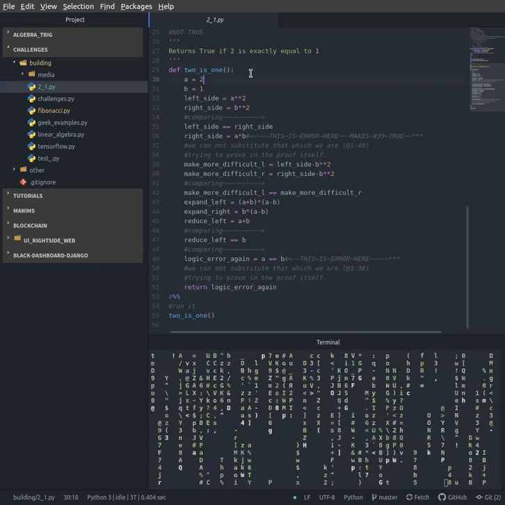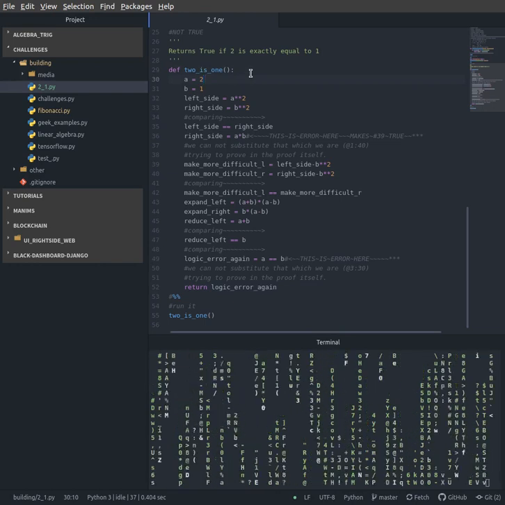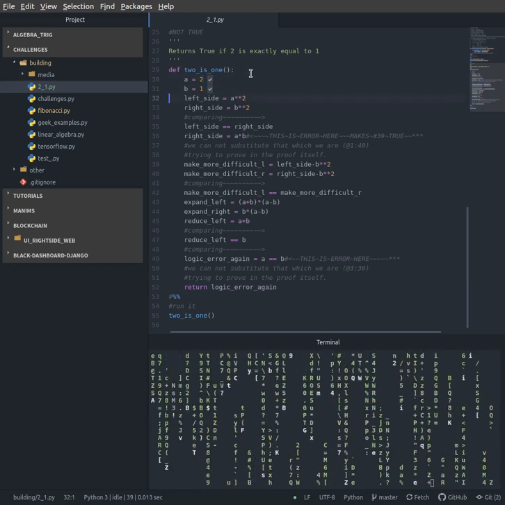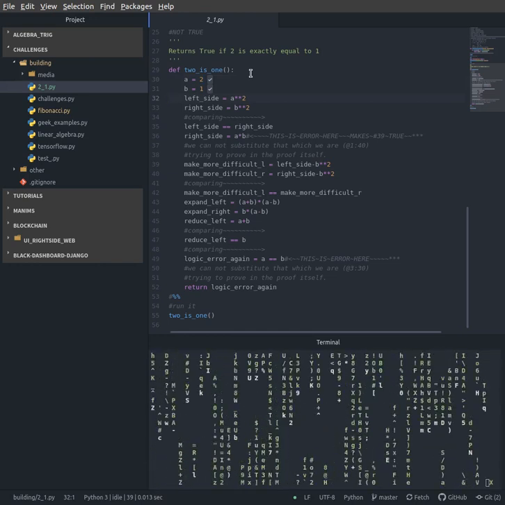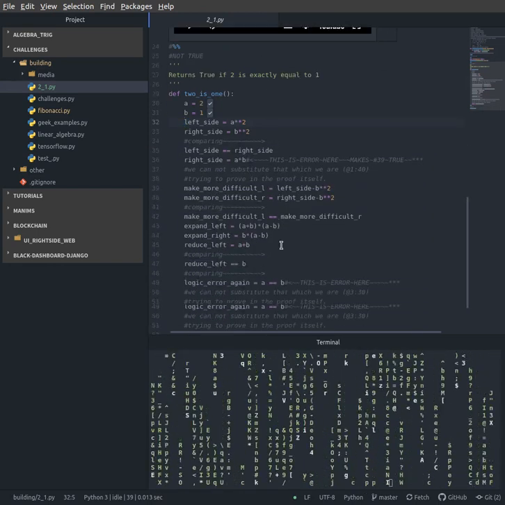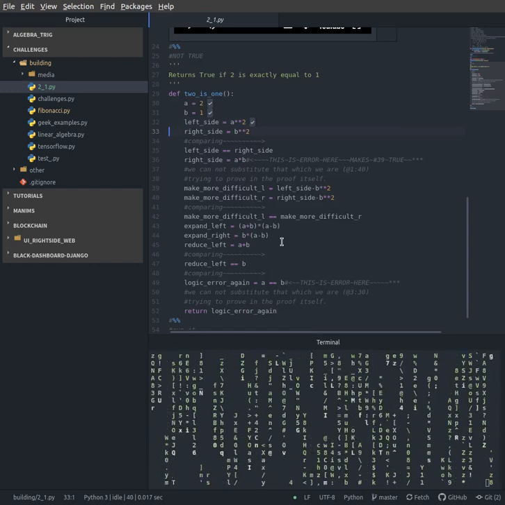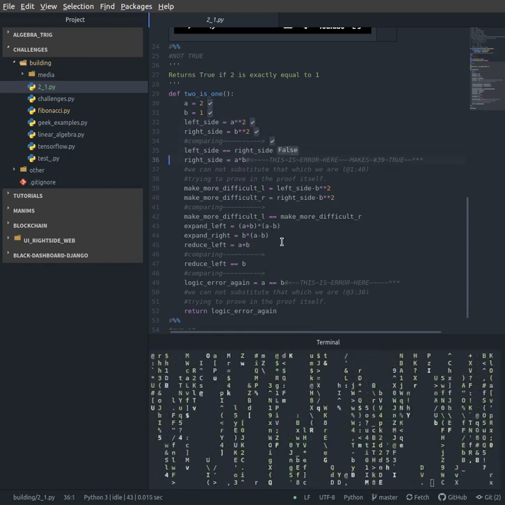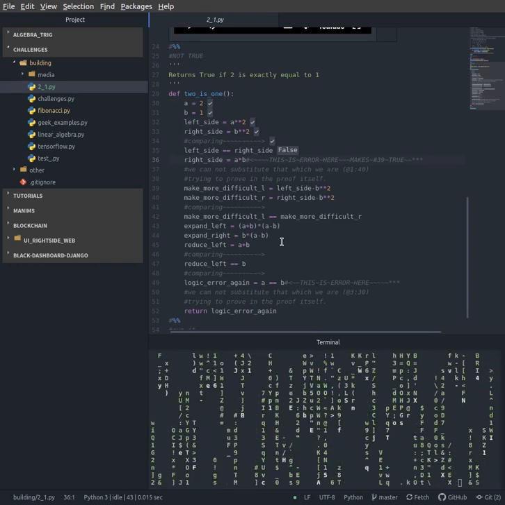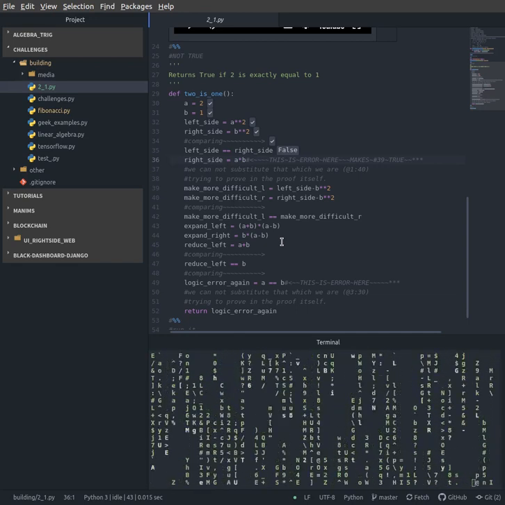So the assumption is A and B are 2 numbers such that A is twice B. And initially, here we go. A is 2, so B is 1, because we know that A is twice B. And that's the assumption he's trying to prove. So left side, then we're going to set A squared, right side then B squared, and then for the comparison, left side equal to right side. Well, it's false, because 2 squared is 4 and B squared is 1, so 4 does not equal 1.